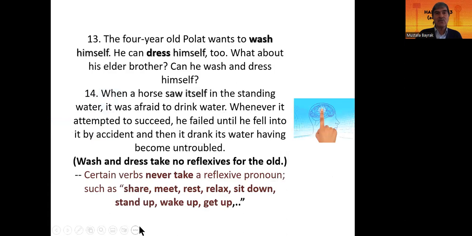Okay, 13. The 4-year-old Polat wants to wash himself. He can dress himself too. What about his elder brother? Can he wash and dress himself? Yes, he can.